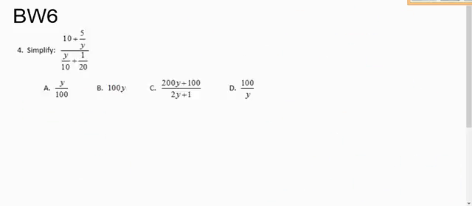Still from bell work 6, let's take a look at number 4. A complex fraction or compound fraction. We're going to simplify these fractions by clearing the denominator. So we need to know the common denominator. We have 10 over 1, 5 over y, y over 10, and 1 over 20. So between 1, y, 10, and 20, the common denominator will be 20y. You multiply every term by 20y.